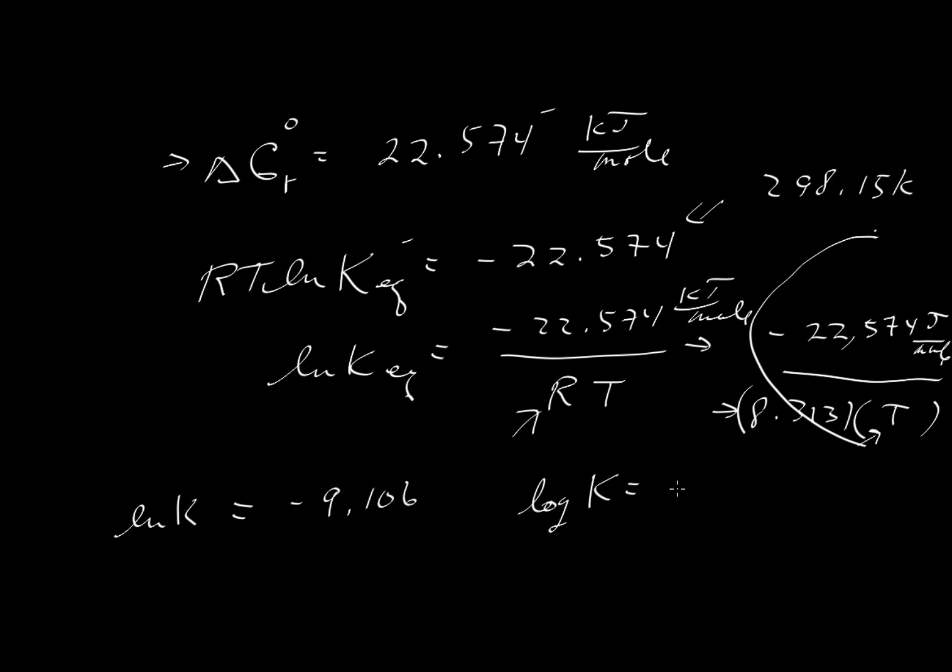Now, in a lot of tables you'll see not just the natural log, but instead the base 10 log. So the log of K would be minus 9.106 divided by 2.303. So 2.303 is our conversion to change a natural log into a base 10 log, and that gives us minus 3.95.